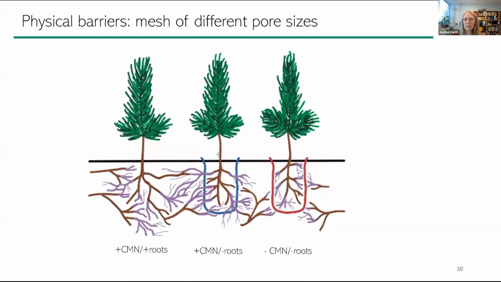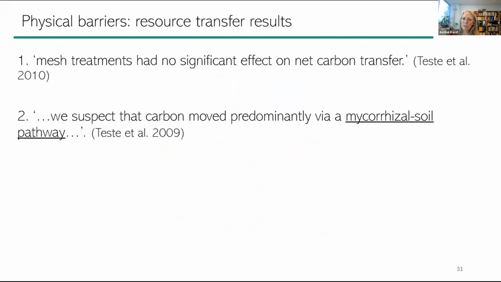Then we'll compare it to a seedling planted in another mesh bag where the pore size is a little bit bigger, so that fungi can grow in and out of the bag, but roots can't grow into that bag. And then there's usually a third treatment where a seedling is planted and has full access to the CMN and to root interactions as well. This type of experiment has been used to assess resource transfer in 2 different studies. But when you look at their results, they found that this mesh treatment actually had no significant effect on net carbon transfer. And in this study, there was actually a little bit of carbon moving below ground, even when the mesh was preventing any common mycorrhizal network from forming. So to us, that suggests that carbon is moving, and it's likely moving through the soil solution and maybe in root exudates, like the liquid that roots sometimes release.